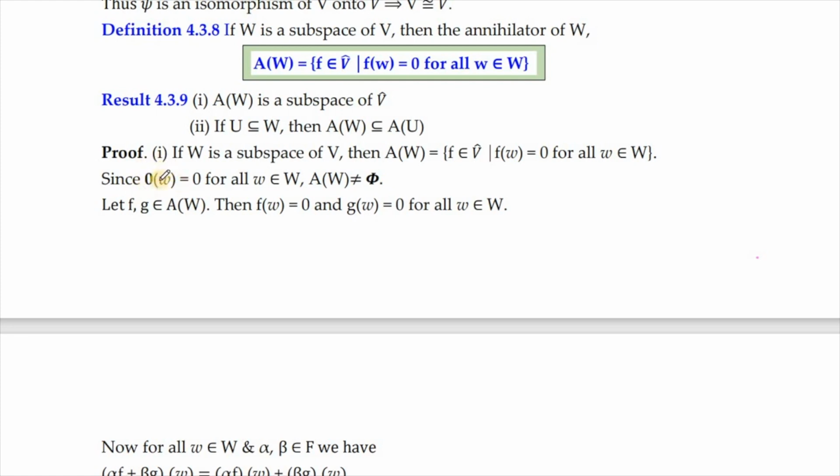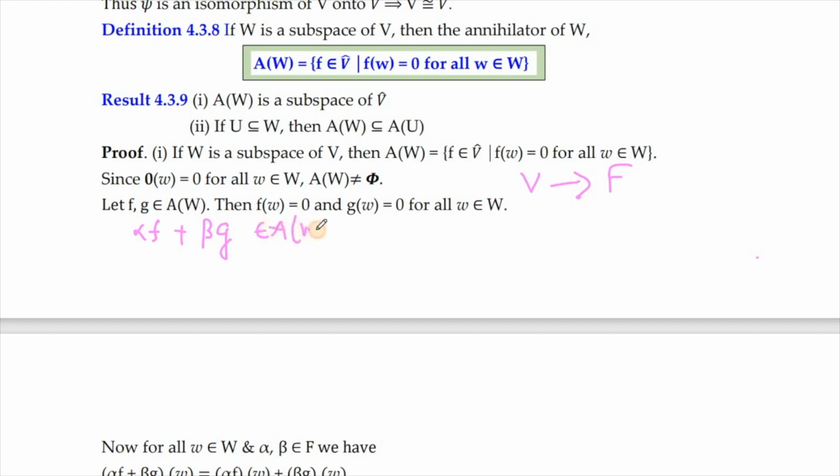It will take any vector to, in this case, V cap means V to F, so that means a scalar. This 0 is regarded as a scalar. Remember that it can also be regarded as a vector when you view F as a vector space. So you have the annihilator of W non-empty, and the criterion to be checked is, for f, g belonging to A(W), you have to have alpha f plus beta g belonging to A(W). So this has to be established.